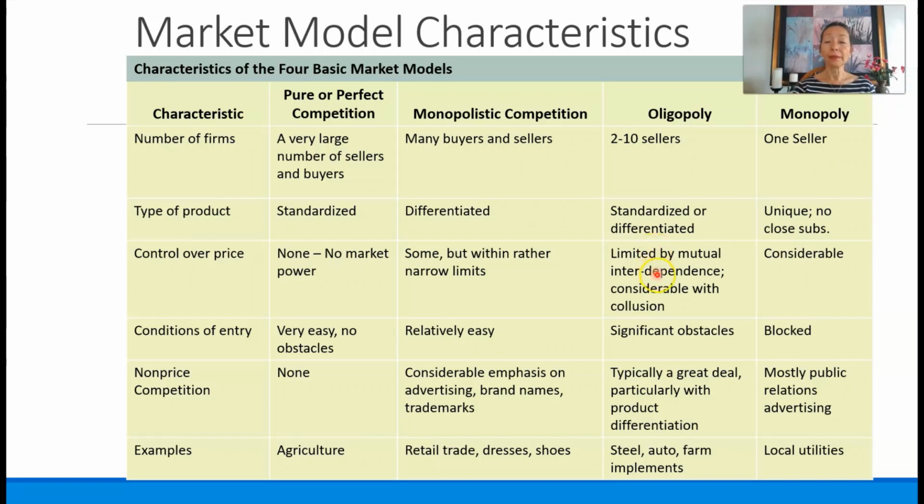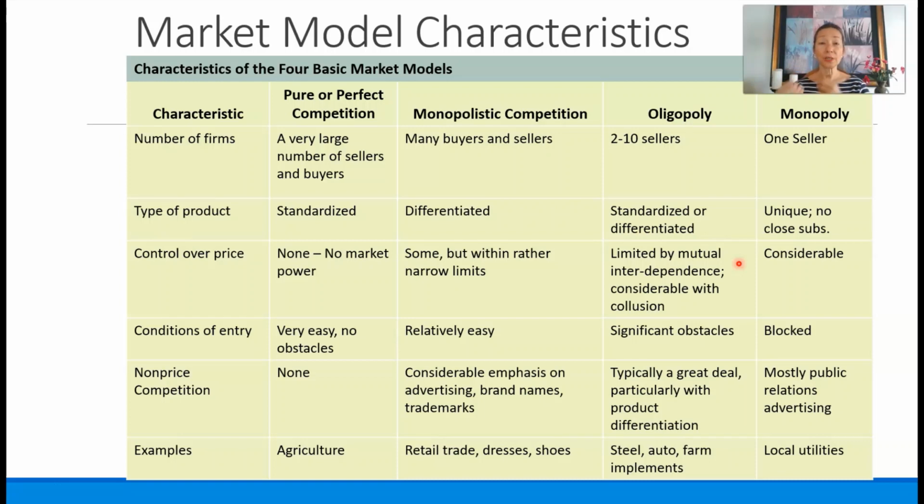Control over price. Limited control over price. Well, actually, I take that back. I was reading the wrong one. So control over price is limited because the companies are mutually interdependent. Okay. So when I say mutually interdependent, what I mean is, and you see this all the time, if Coca-Cola has a sale at the Albertsons, the next week Pepsi's going to have a sale at the Albertsons. They watch each other to see what the other is doing in terms of pricing, in terms of advertising. So they are mutually interdependent.